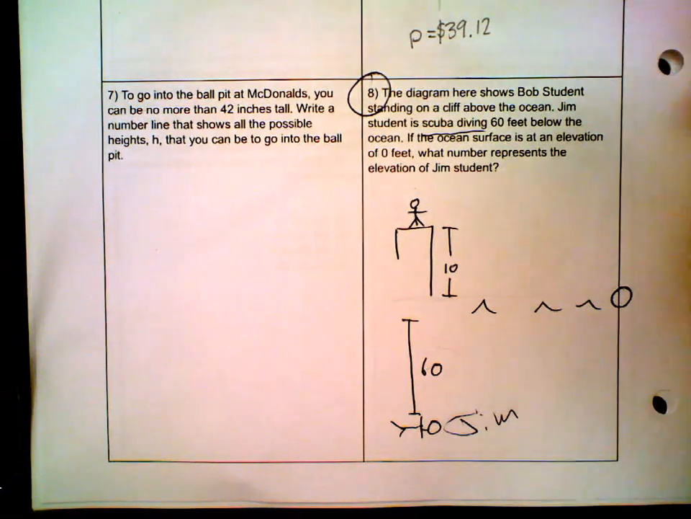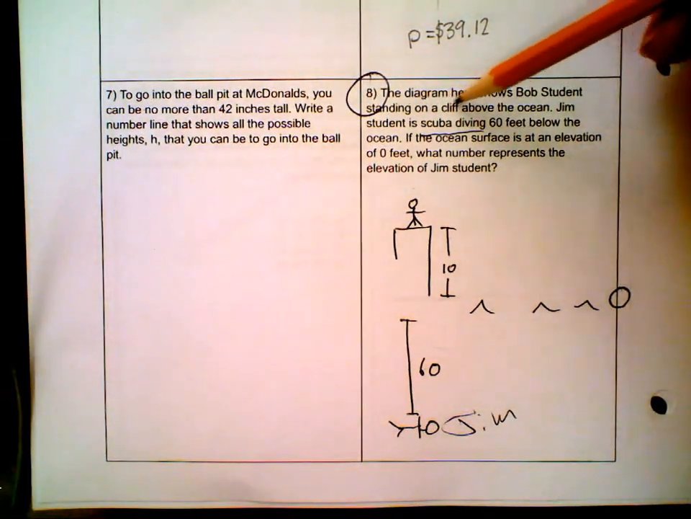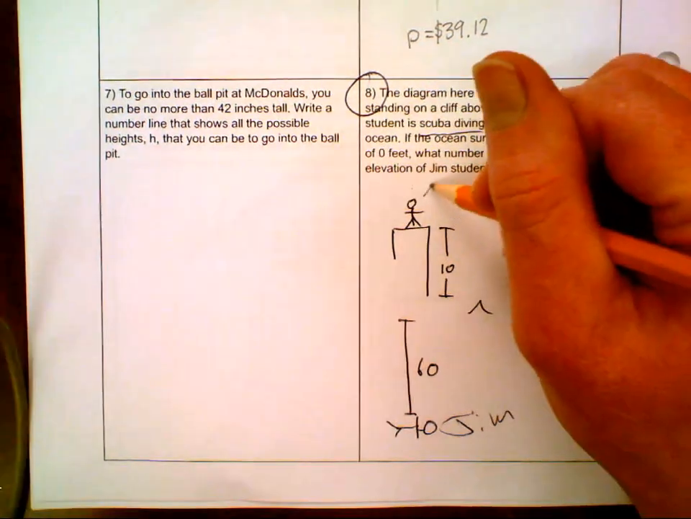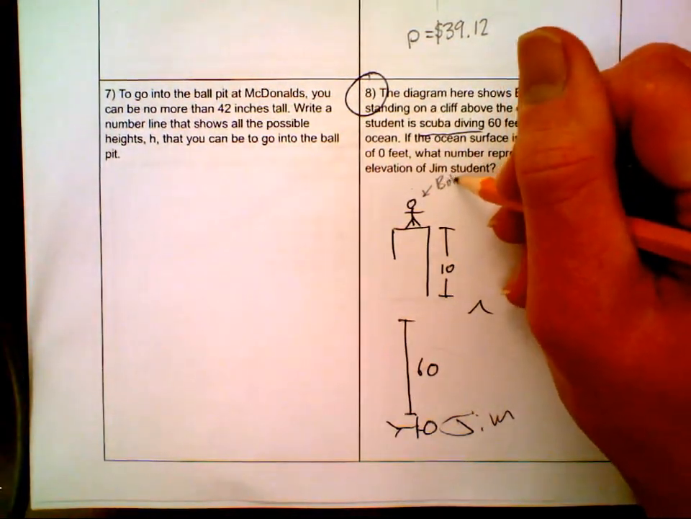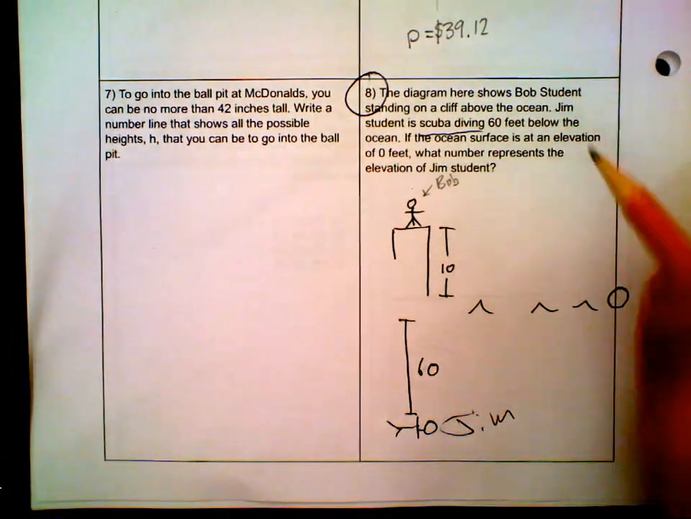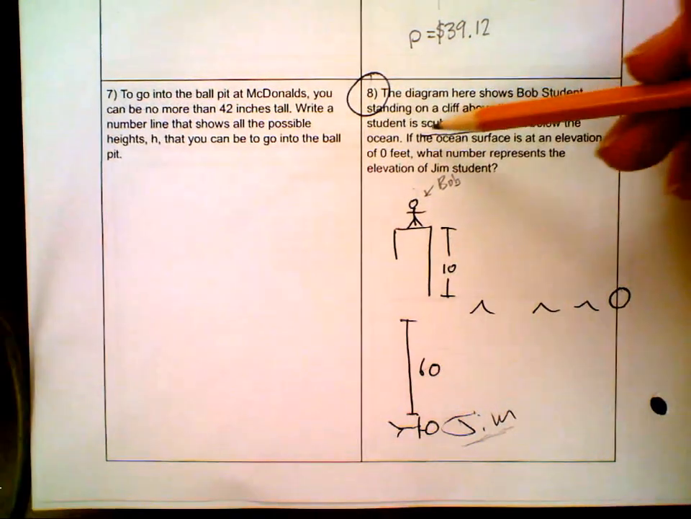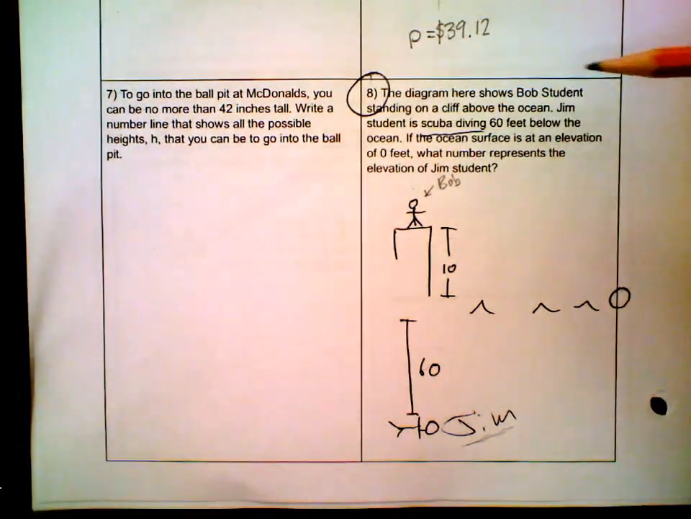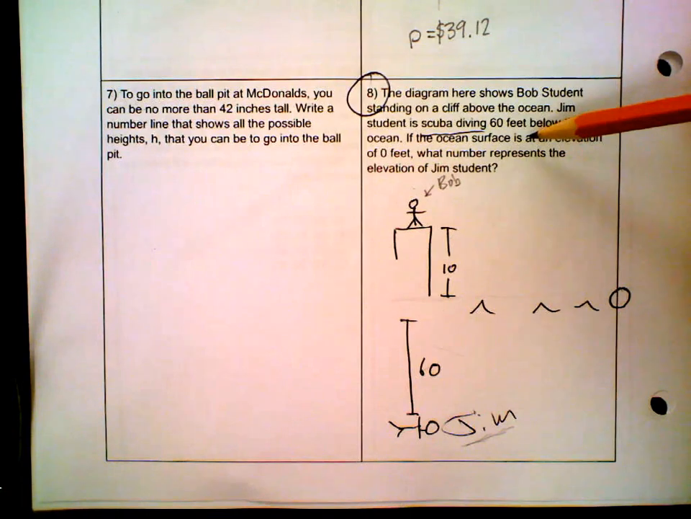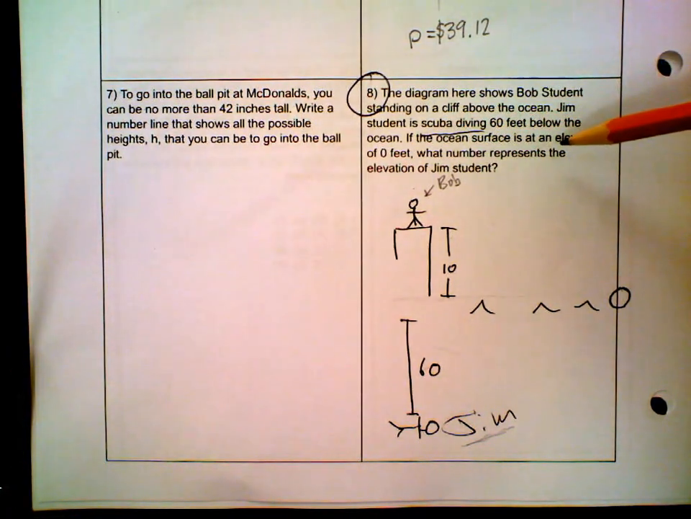It says here, the diagram here shows Bob's student standing on a cliff above the ocean. Here's Bob. Jim's student is scuba diving 60 feet below. And we've already written his name here, Jim. Feet below the ocean, I should say. If the ocean surface is at an elevation of 0 feet, what number represents the elevation of Jim's student?